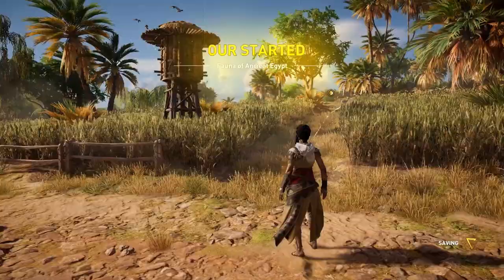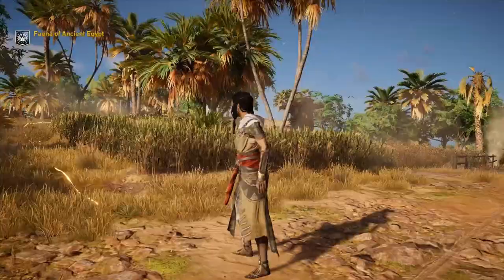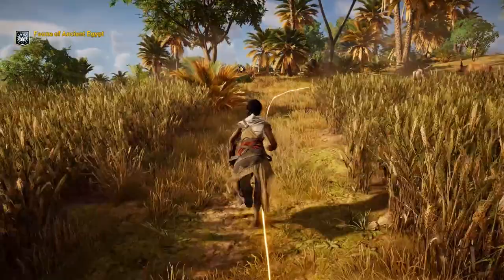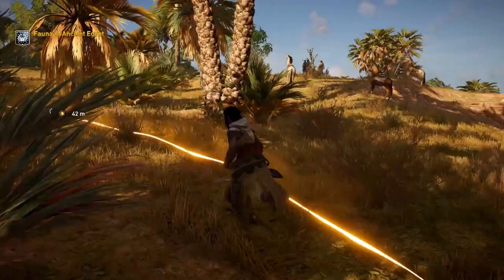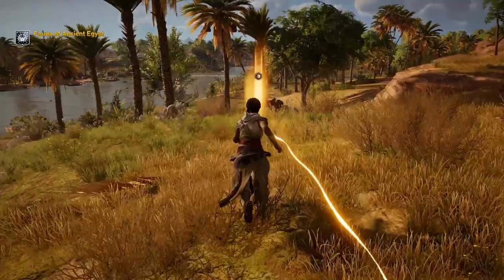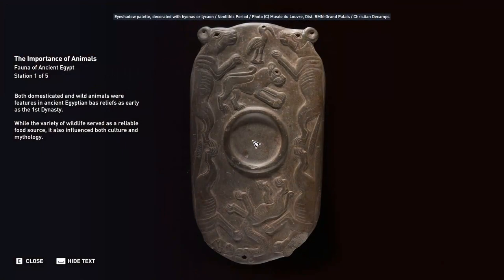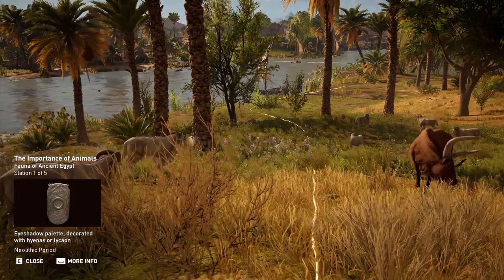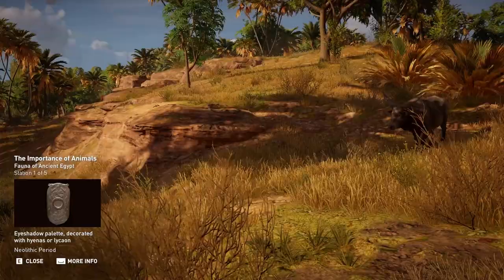Welcome to Fauna of Ancient Egypt. Both domesticated and wild animals were features in ancient Egyptian bas-reliefs as early as the First Dynasty. While the variety of wildlife served as a reliable food source, it also influenced both culture and mythology.